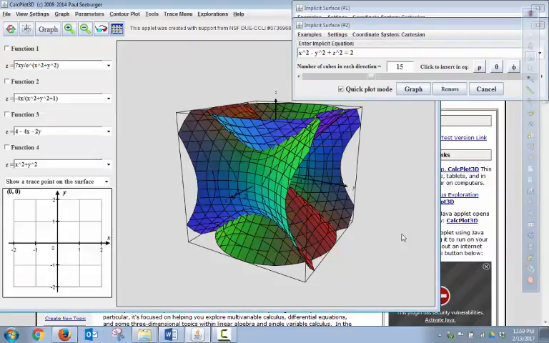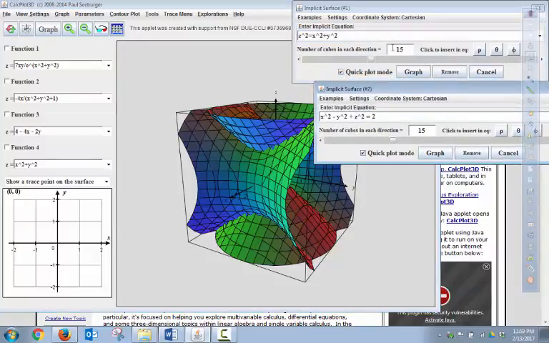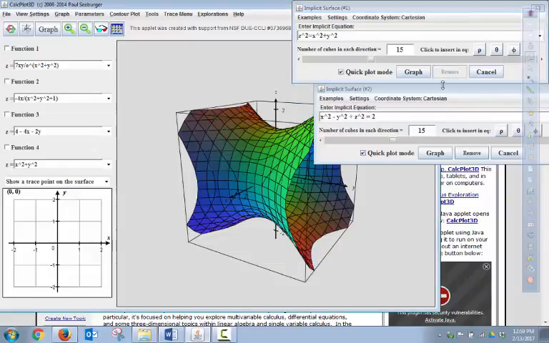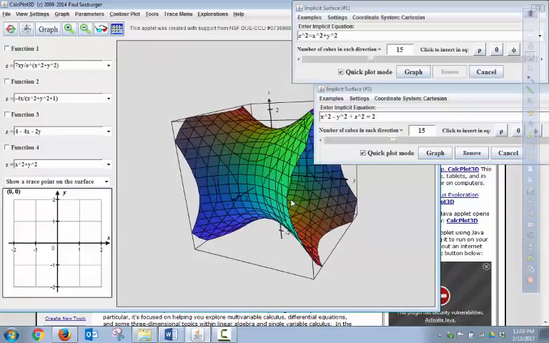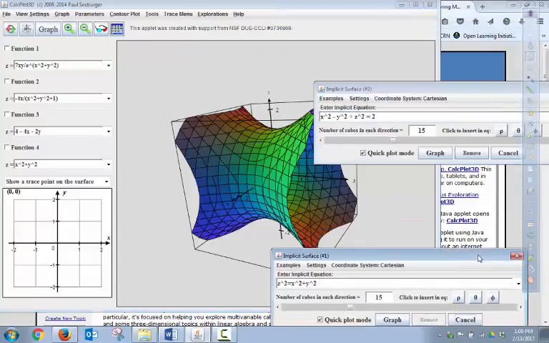So I can graph both of them. If that looks a little too confusing, I can eliminate this graph. How do I eliminate? Oh, remove. So now I have this thing opening along the y-axis like we were saying. Okay? You can color them. You can control the color somehow. I don't know how exactly.